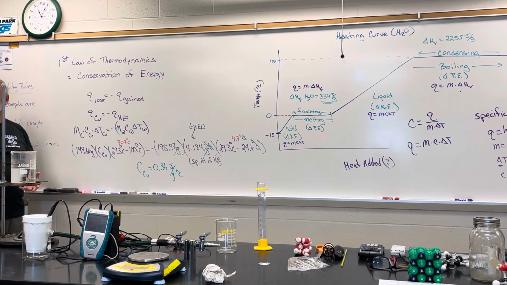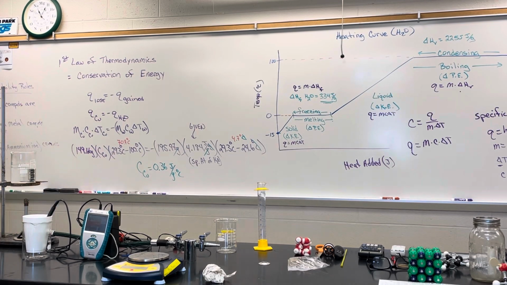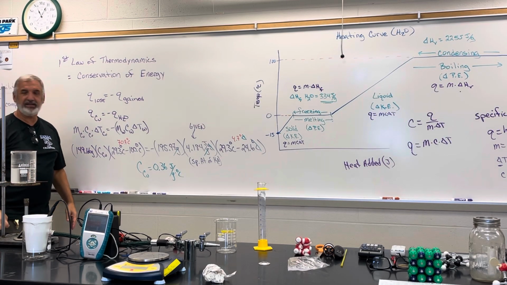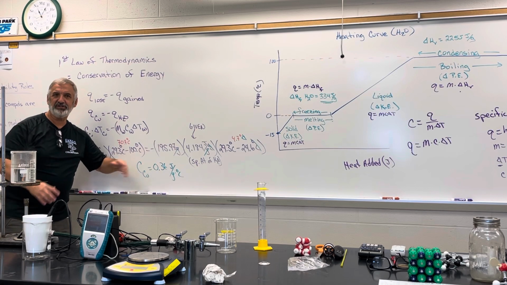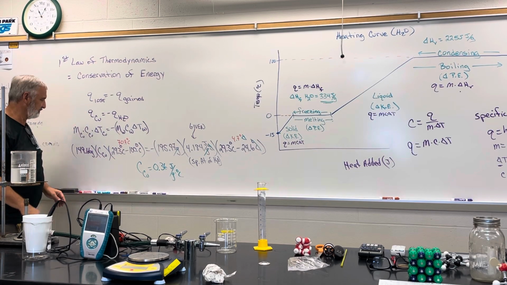So we got 0.36. Now when you look on the back side of your periodic table, you find that the actual value of copper is 0.385. Okay? But to make my percent error better, I'm just going to round that to 0.38, because this was 0.364, I think. So just to balance things out, we're going to go 0.36 and 0.38.